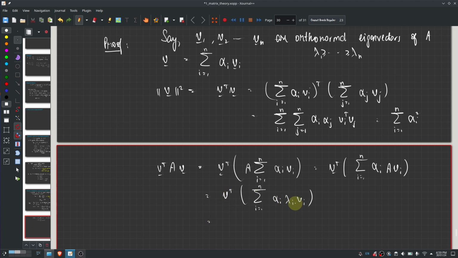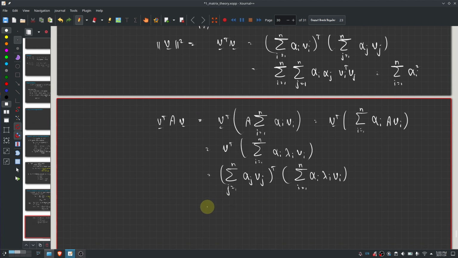So what will this be equal to? v transpose this, so summation j equal to 1 to n of alpha j vj transpose times summation i equal to 1 to n of alpha i lambda i vi, which just turns out to be summation i equal to 1 to n of alpha i squared lambda i.